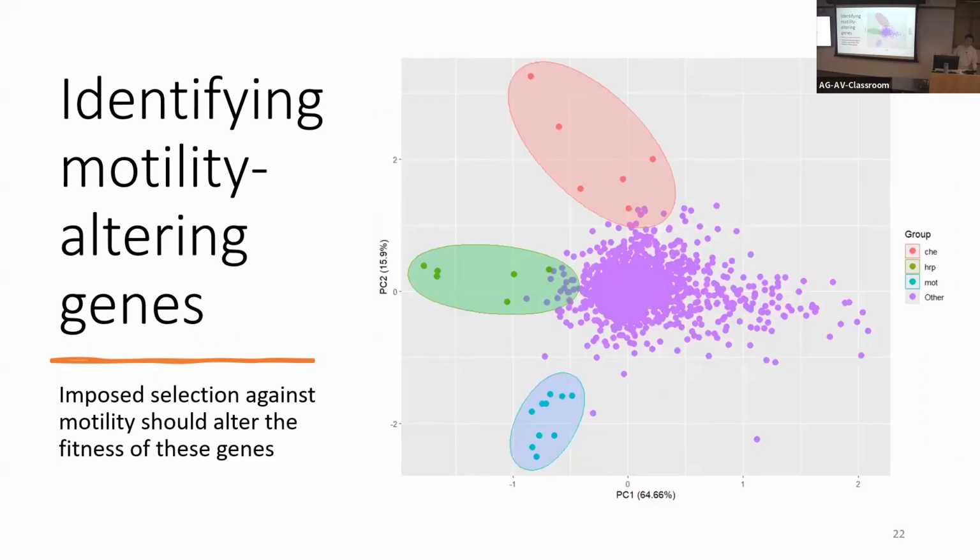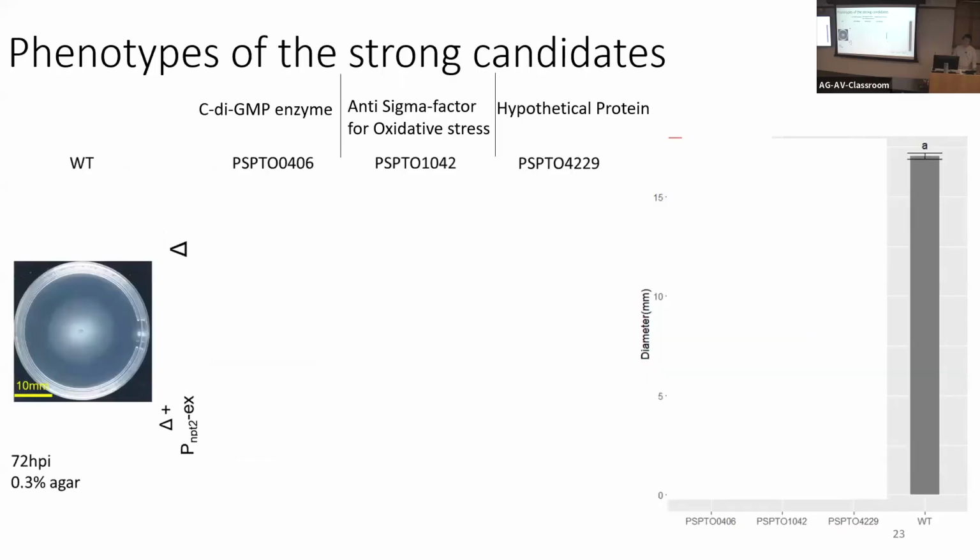And those three groups, when we plot out every gene and their responses across all our passages, you can see a very clear split of these three groups. Because we have so many more questions about the second and the third group of genes, we ended up focusing on the chemotaxis genes, because we know what their phenotypes should look like once we go into individual mutational study of these genes. And the other members of this group are PSPTO406, which is a cyclic GMP enzyme.